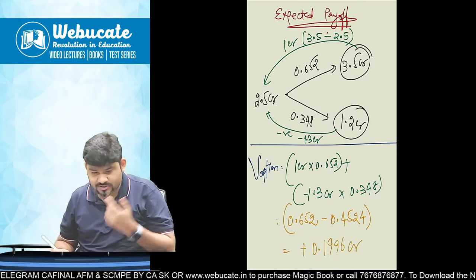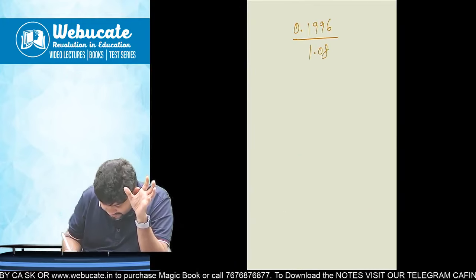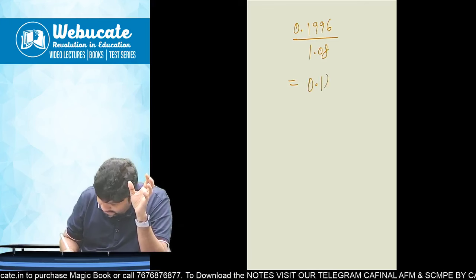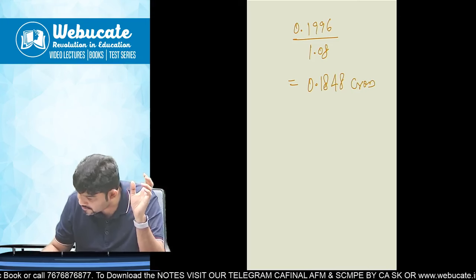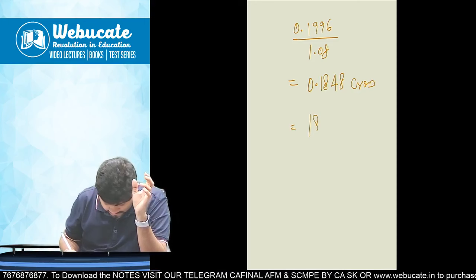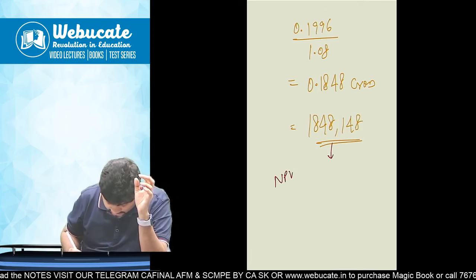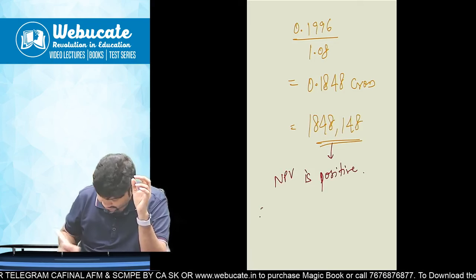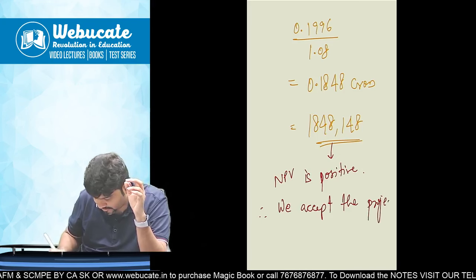Again, crores. Now, divide by 1.08. So, 0.1996 divided by 1.08 equal to, and it is 0.1848 crores. Multiply this by 1 crore and it will become 1848148. So, we can see that the NPV is positive. And therefore, we accept the project.